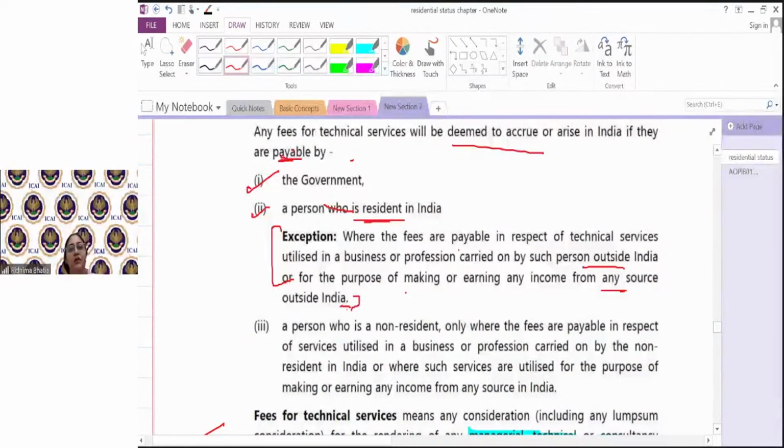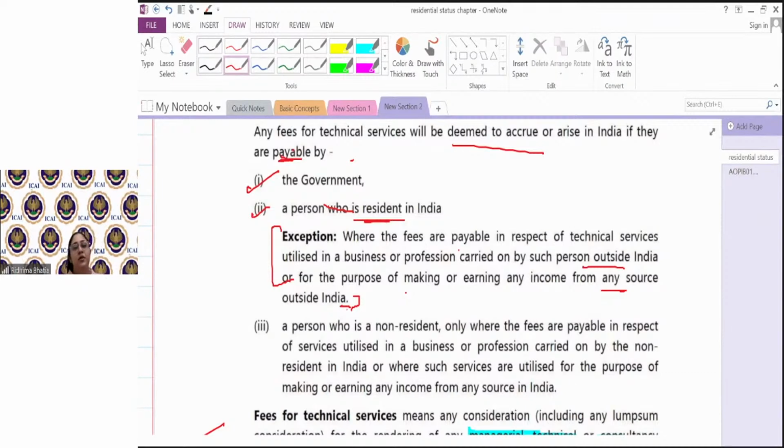Suppose I took consultancy from someone on whether to invest in shares of USA or not. I am a resident, you are the person from whom I took that consultancy, and I'm paying you the FTS, as in fee for technical services, for it. Will it be taxable in your hand? The answer is no. The reason is the fee which I'm paying to you was to earn income outside India.